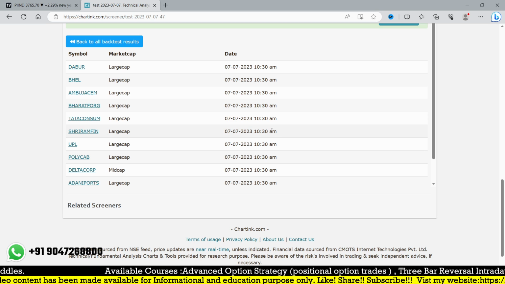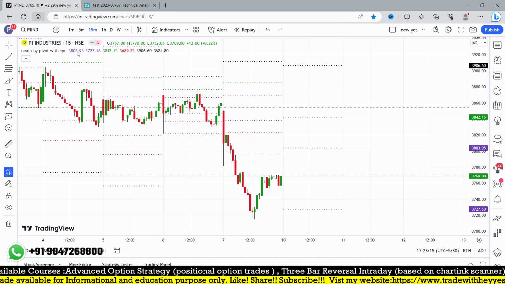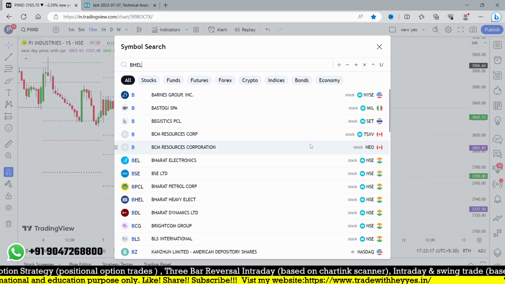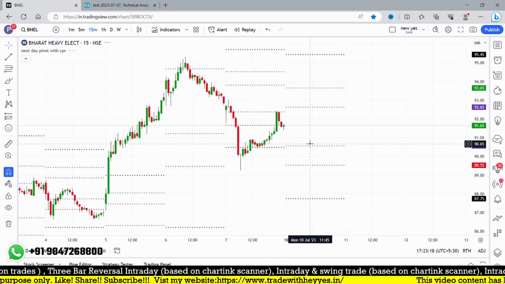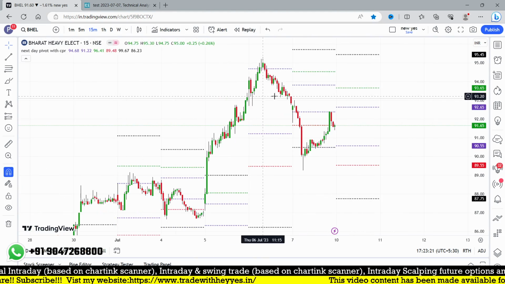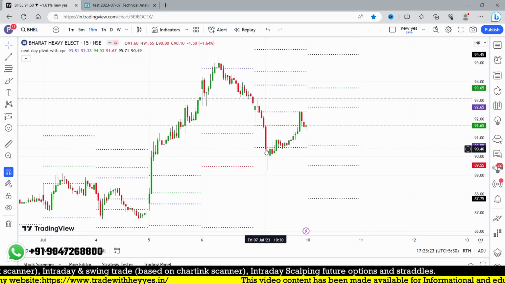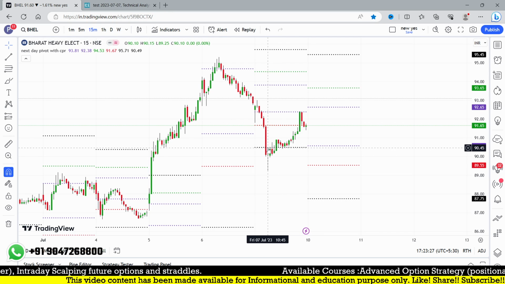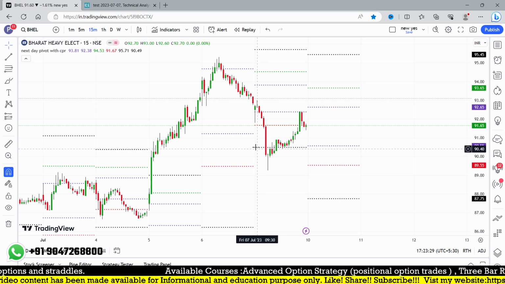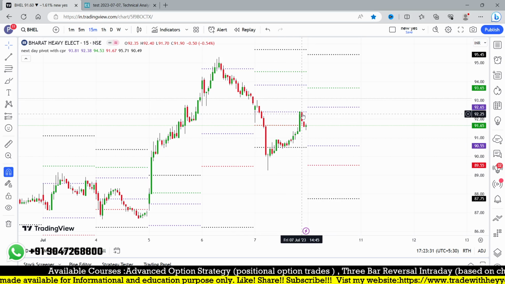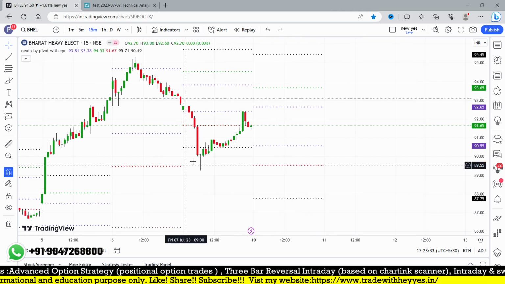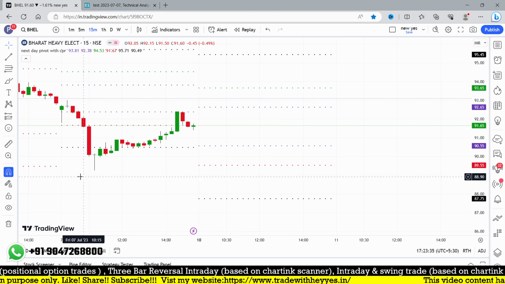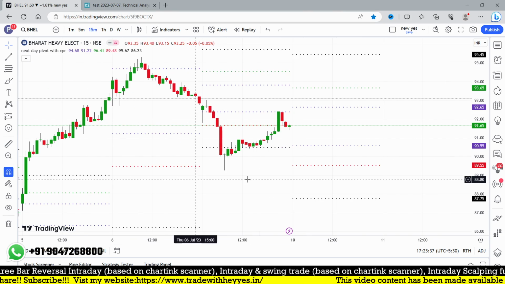stocks around 10:30. Ambuja Cement, BHEL. BHEL yesterday gave you entry based on our advanced strategy, but today it gave you the reversal. Look at this, today it gave you the reversal, and it gave you the sale point at 10:30. After that it is a quite good reversal and reaches this S3, and you also get some clear reversal confirmation, the doji candle at the bottom.